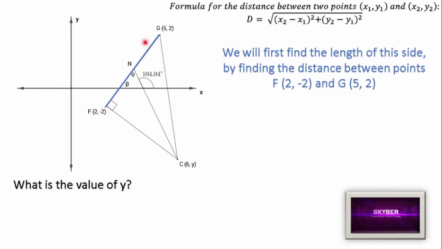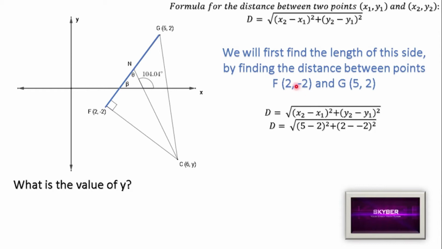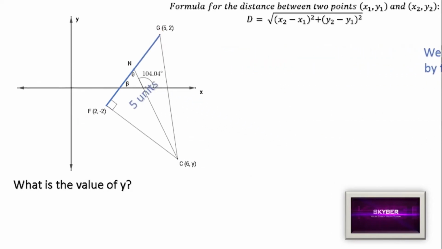So for this first side we're going to find the distance between F and G, and that will give us the length of this side. Substituting, if we call this point 1 and this one point 2, then this would be x1, y1, x2, y2. So we can go ahead now and substitute these into the formula here, and that reduces to just 5 units. So this side is just 5 units.